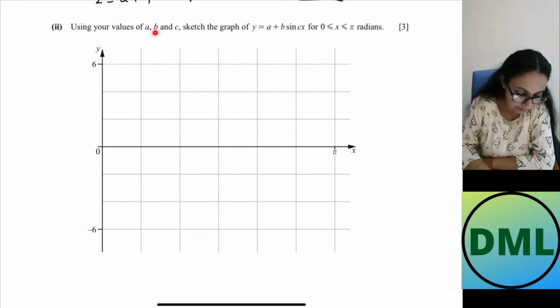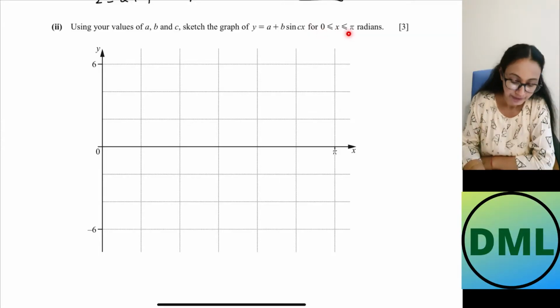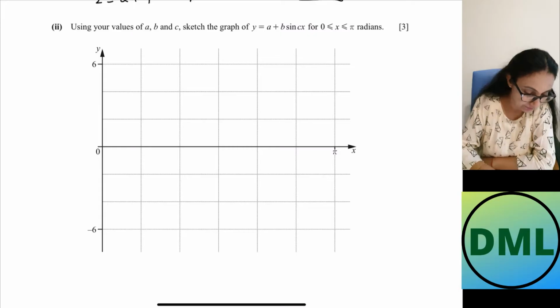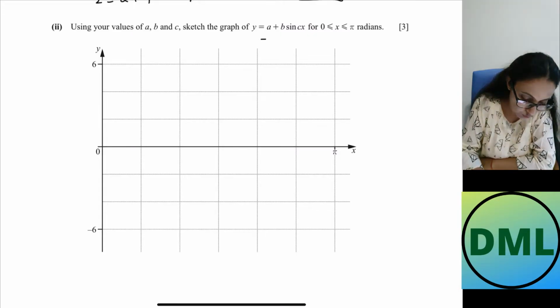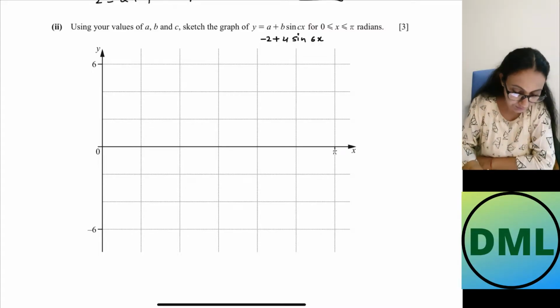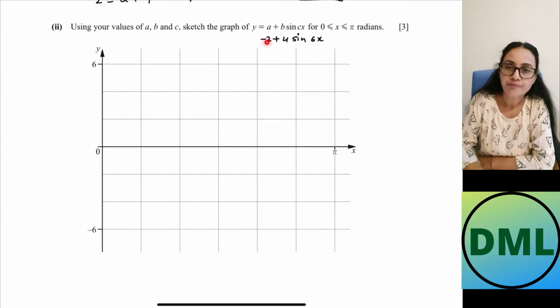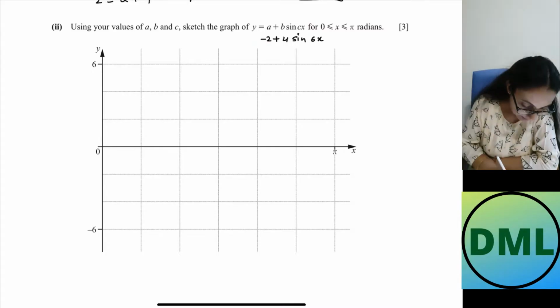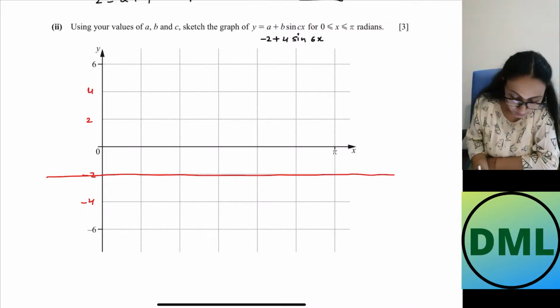Using your values of a, b and c, sketch the graph of y is equal to a plus b sine cx from x equals 0 degrees to pi radians. Let's substitute the values for a, b and c first. The value for a is minus 2 plus b is 4 sine, c is 6x. As we can see from here, minus 2 is our axis. That means our axis is at minus 2. Let's plot that value. This is minus 2, minus 4. This is 2, this is 4. Our axis is here at minus 2.